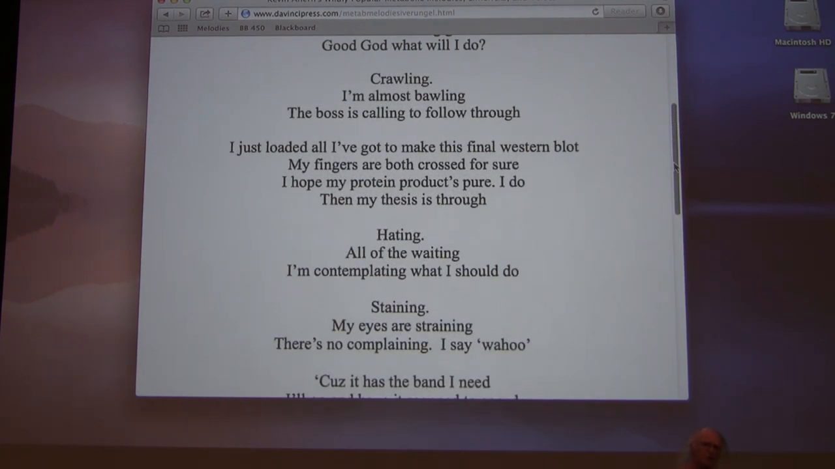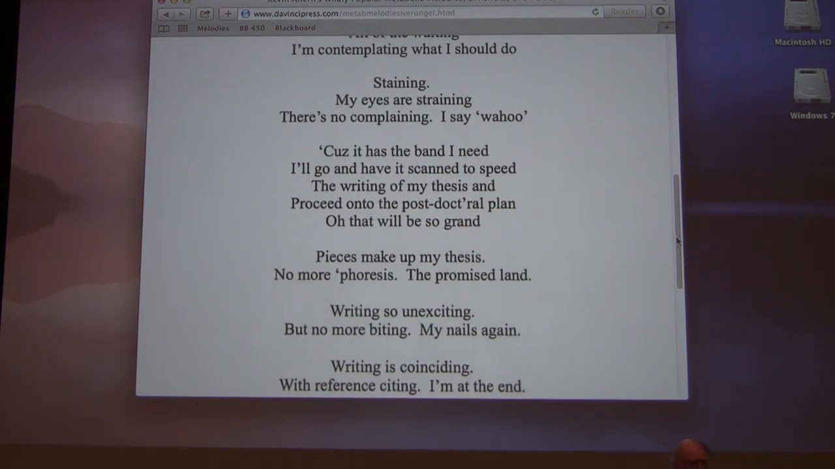Crawling, I'm almost bawling. The boss is calling to follow through. I just load it all. I've got to make this final Western blot. My fingers are both crossed for sure. I hope my protein product's pure. I do. Then my thesis is through. Hating all of the waiting, I'm contemplating what I should do. Staining, my eyes are straining, there's no complaining, I say wahoo.